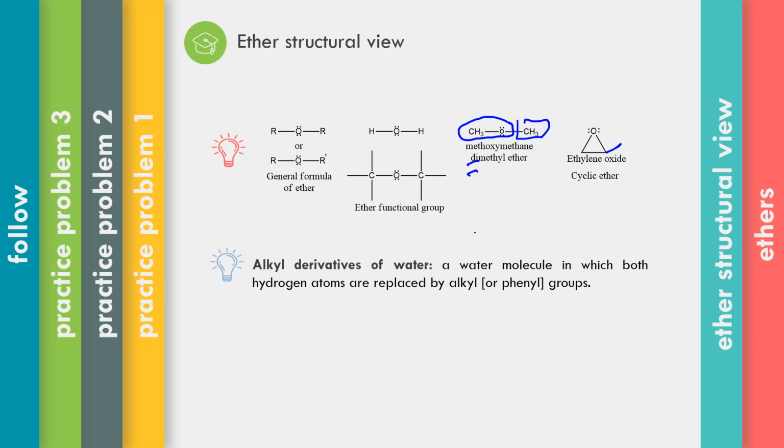And so we understand that ethers are alkyl derivatives of water. If you take a look at this water molecule above, if you substitute hydrogens on both sides of this molecule with an alkyl or phenyl group, like a benzene ring, then you'll get an ether.